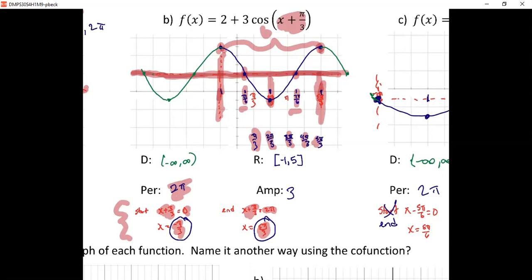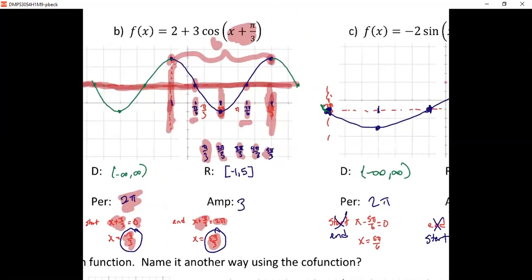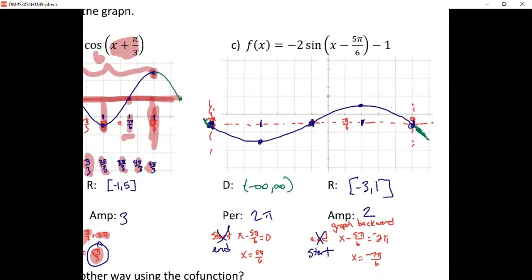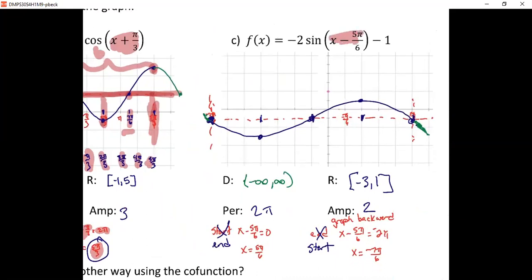I'm not going to emphasize it quite as much this year, but I strongly want you to. For this one, first let's do the vertical shift, which is down 1. Then if I set what's inside equal to 0, I get x equals 5 pi over 6. If I set x minus 5 pi over 6 equal to 2 pi, I will get x equals 17 pi over 6.